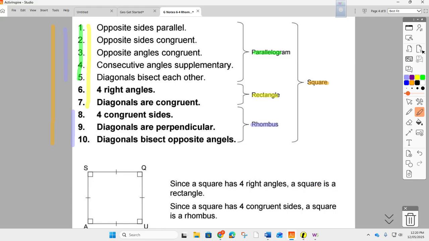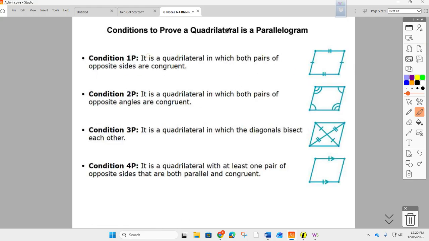All right. Some rules for parallelograms. Quadrilateral where both pairs of opposite sides are congruent. This is review. Quadrilateral with both pairs of opposite angles congruent. Yes, we know that. Quadrilateral with the diagonal, we know this. So this is all review.